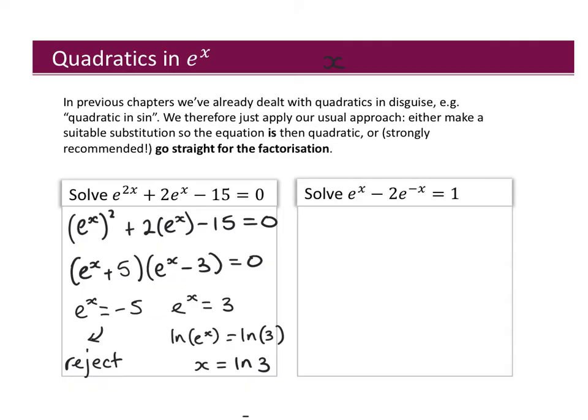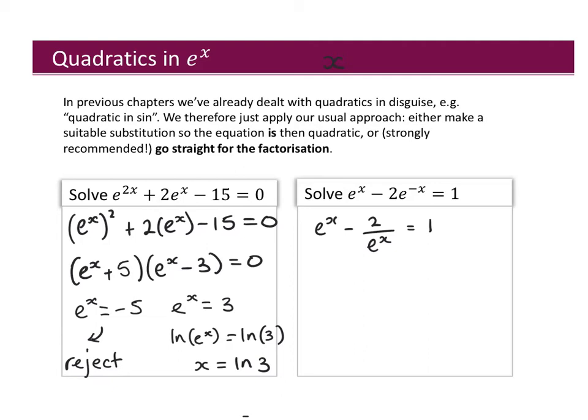Okay, part 2. Similar problem here. This time we have a hidden quadratic. Why do we have a hidden quadratic? e to the x minus 2 over e to the x equals 1. Okay? To get rid of the fraction, I'm going to multiply everything through by e to the x. Because an exponential is always positive, we can multiply this function by this positive. It's not going to change anything.